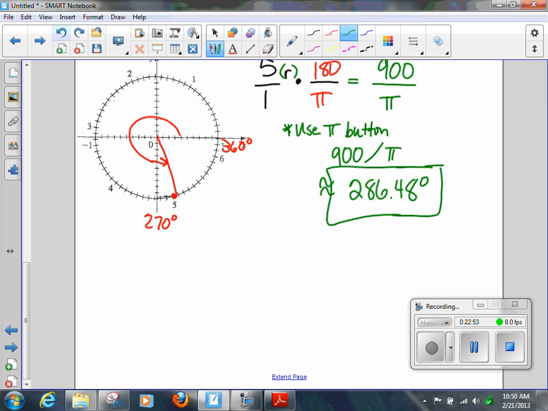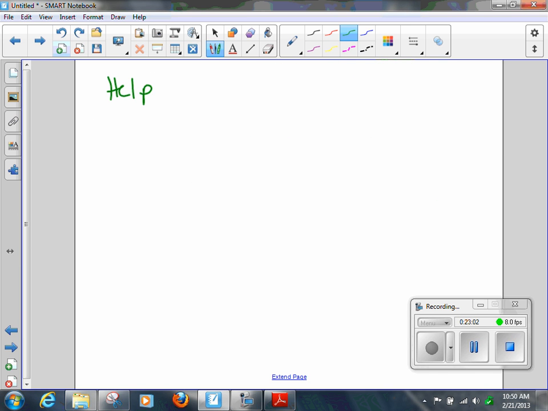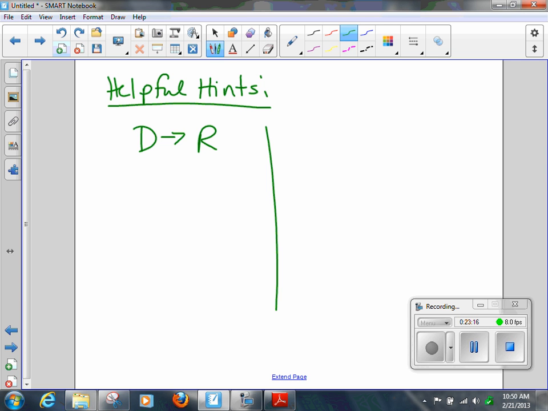Hey, helpful hints. Just to recap, because I don't want it to be said that you can't understand the notes, because you better get this. If we're going degrees to radians, then let's say we had 30 degrees. What do I have to have on the bottom to convert? I got to have my degrees on the bottom.